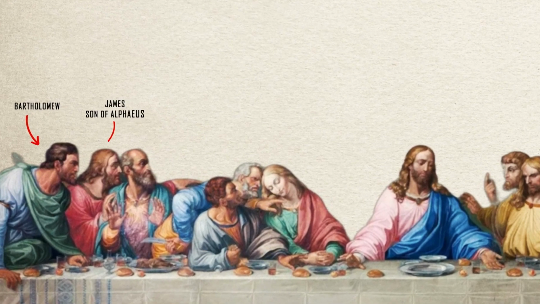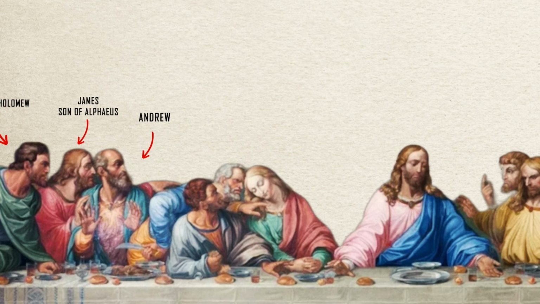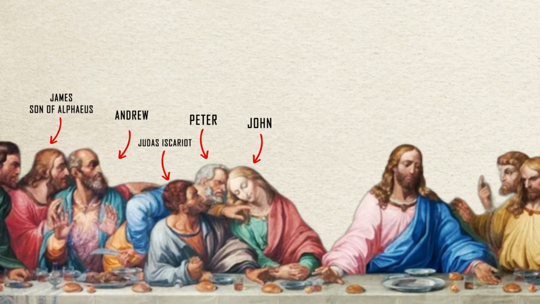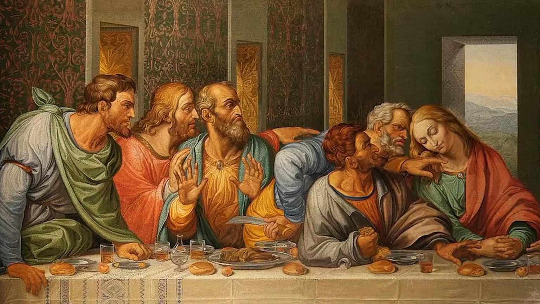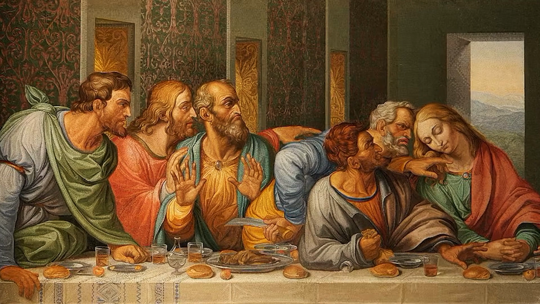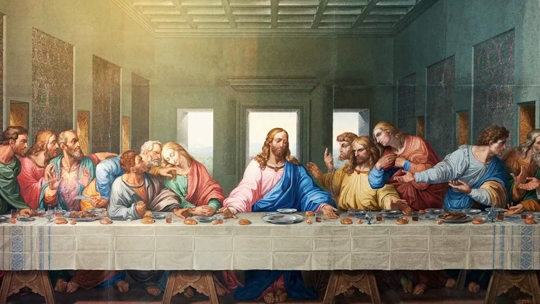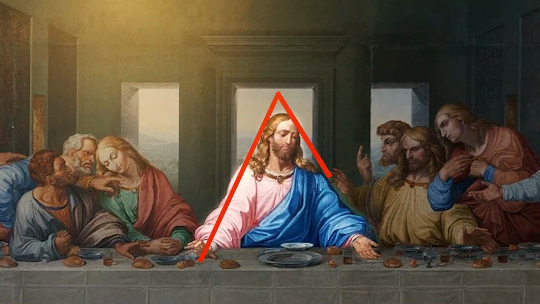Bartholomew, James, son of Alphaeus, and Andrew are represented as astonished, starting from the left. Judas Iscariot, Peter, and John are all grouped together, each playing a significant role in Christ's life. This arrangement differs from customary depictions of the Last Supper, which normally place Judas alone or in the shadows. In the center of the artwork, Jesus is seen obtaining bread and wine, creating a triangle that portrays the Holy Trinity and the Divine Liturgy.